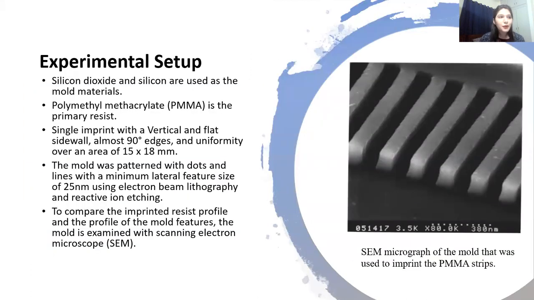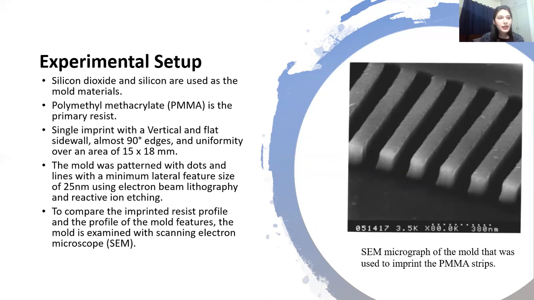In the experimental setup formed by the author, silicon dioxide and silicon are used as the mold materials. Certainly, other materials such as metals and ceramics could also be used. Polymethyl methacrylate, PMMA, is used as the primary resist because it showed excellent properties for imprint lithography. PMMA has a small thermal expansion coefficient. Mold release agents are added into the resist and work well to reduce the resist adhesion to the mold. The pressure and temperature for the imprint process depend on the resist used.